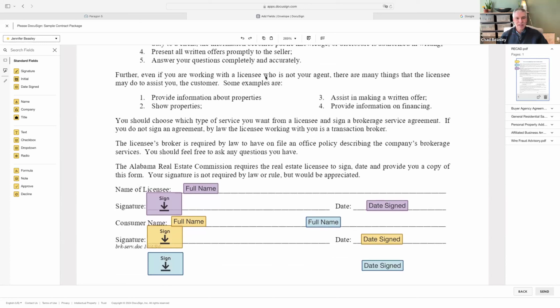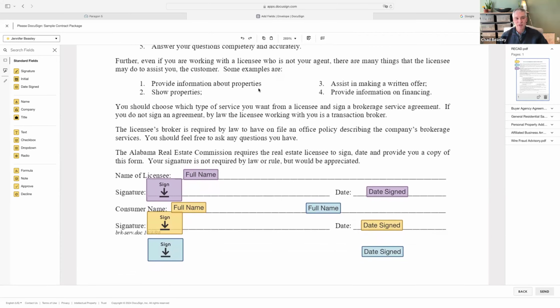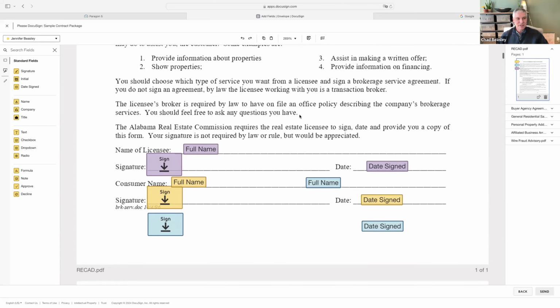Further, even if you are working with a licensee who is not your agent, there are many things that the licensee may do to assist you, the customer. So if you're a transaction broker, you can provide information about properties, show properties, assist in making offers, and provide information on financing. And then it says you should choose which type of service you want from a licensee and sign a brokerage service agreement. That would be a buyer agency agreement, a listing agreement saying that you're a single agent for them on the listing side, or a transaction brokerage agreement, just stating, hey, I'm here to facilitate the transaction, but I don't represent you.